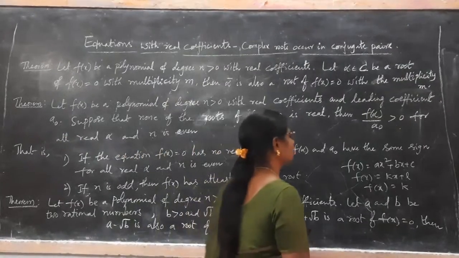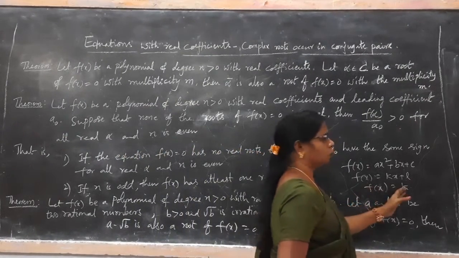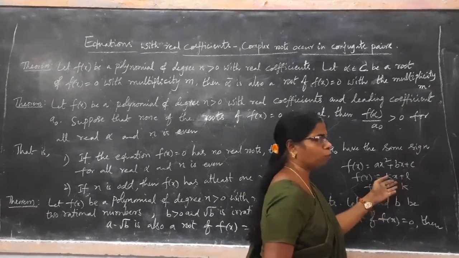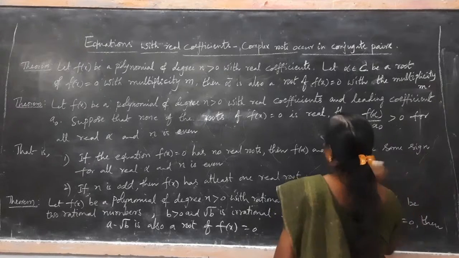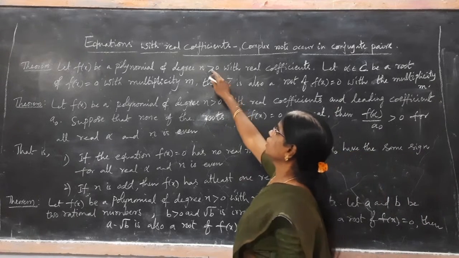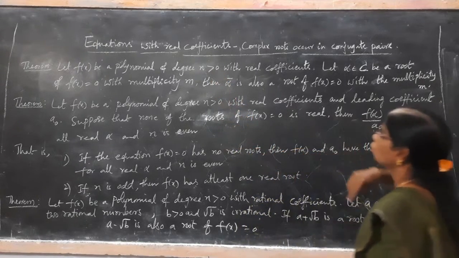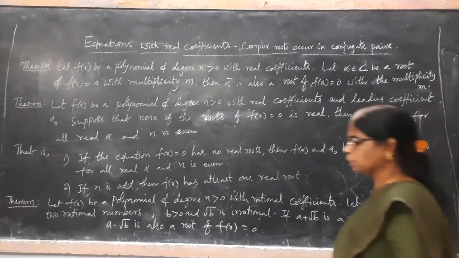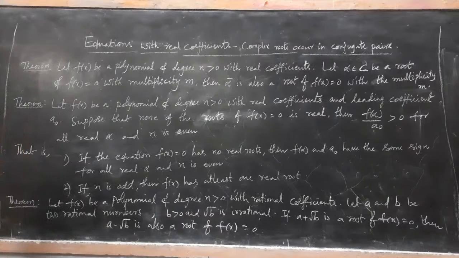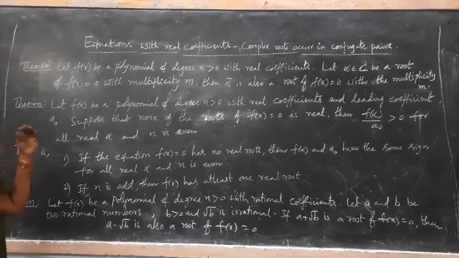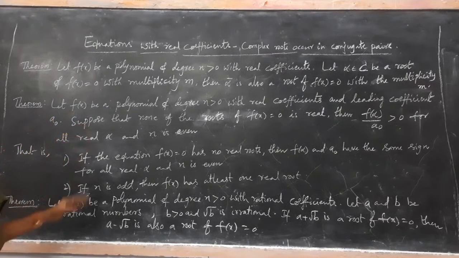So when f(x) is a constant, there is no question of roots. That is why we write degree n greater than 0 with real coefficients. All the coefficients of the polynomial should be real only. Then only we talk about this situation. So all coefficients of f(x) should be real coefficients and degree n greater than 0.